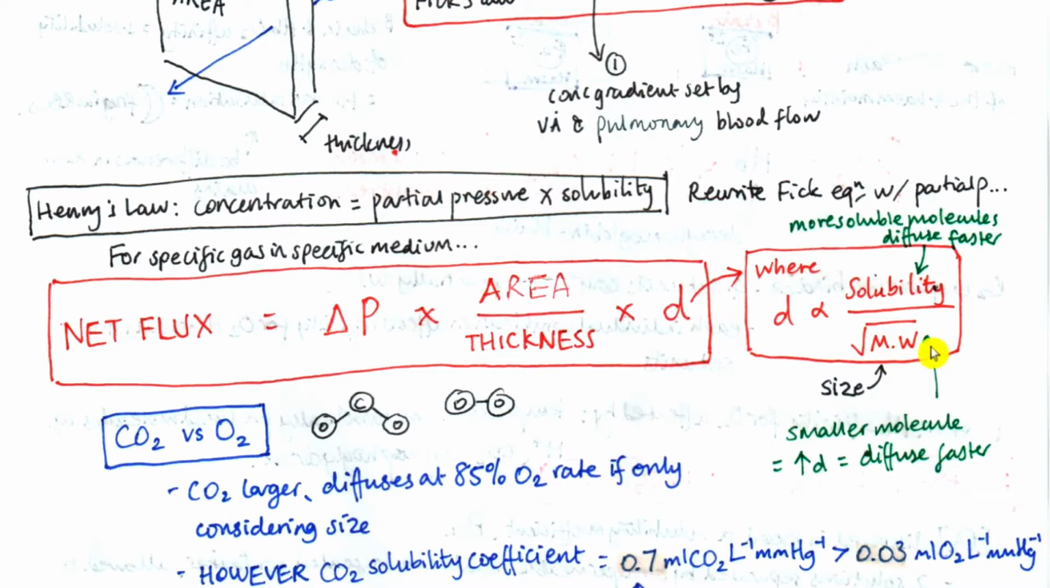So things that influence diffusion now, we've got two more things, the solubility and size of the molecule. Now, solubility is pretty intuitive. If something dissolves more easily, then more soluble molecules will diffuse faster. Size, so the smaller the molecule is, the faster it diffuses because it can get through the gaps more easily on a molecular level, so it diffuses faster. But solubility has a greater contribution than size.